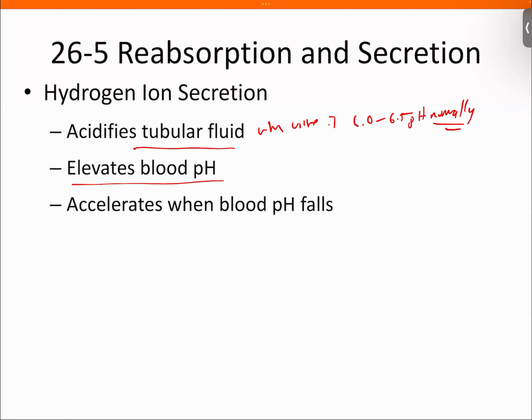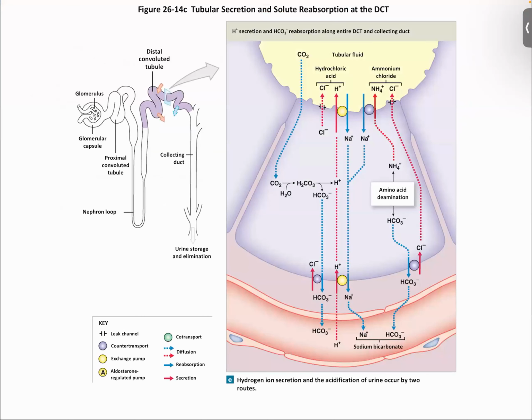It's going to elevate your blood pH, and it's going to increase when your pH falls. That is when it gets acidic, right? The idea is you get rid of that excess hydrogen because you're already too acidic. And not only that, but you do the double whammy. You bring in your bicarbonate ion to alkalinize your blood.